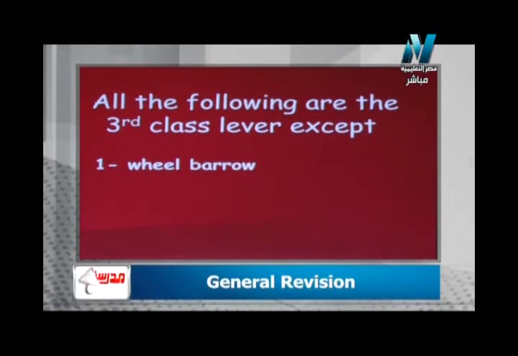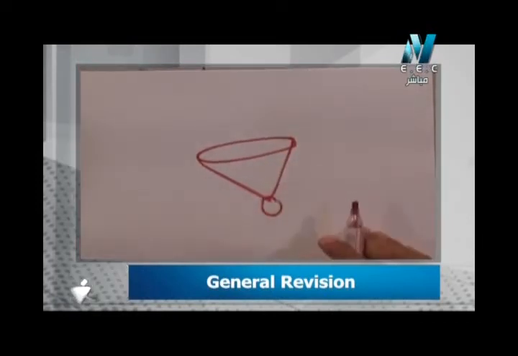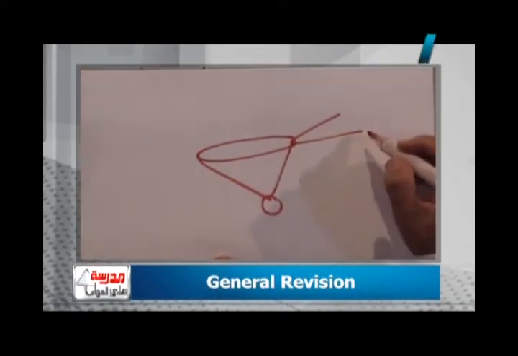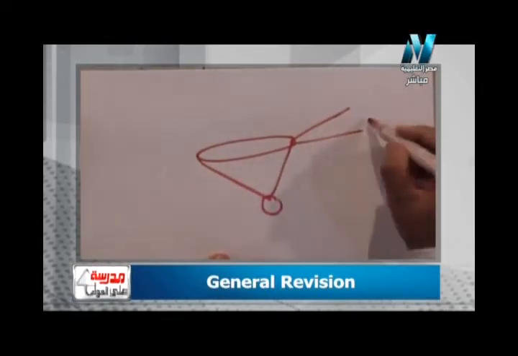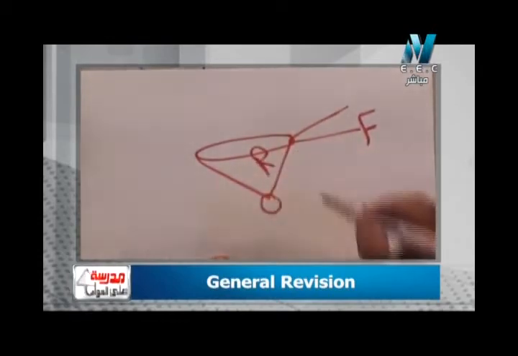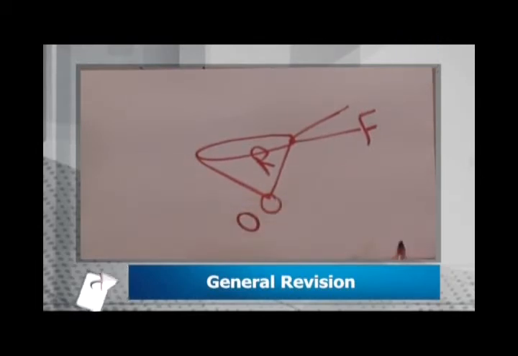هي من النوع الثاني. So let me draw this wheelbarrow to determine what type of lever it is. Okay, let me draw this lever. I think it's a very simple drawing for the wheelbarrow. And we can use this wheelbarrow from those two handles. So here is the effort force. We can put here the resistance, the something that I want to move, and here is the fulcrum. Here is the wheel, the fulcrum.